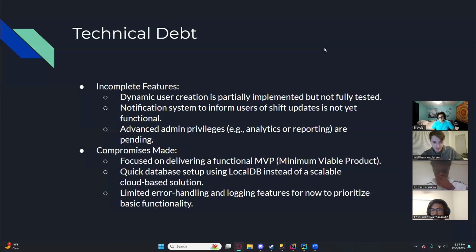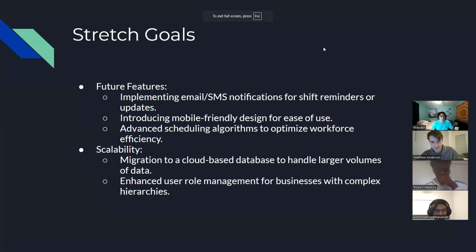Compromises that we had to make were focusing on delivering a functional minimum viable product, a quick database setup using local DB instead of something based in the cloud, and limited error handling and logging features for now, because again we're just prioritizing the minimum viable product that demonstrates the concept that we were trying to get in the first place: adding shifts, dropping shifts, the difference between admins and users, being able to pick up shifts, move people's shifts, and that's the kind of thing. Next slide.